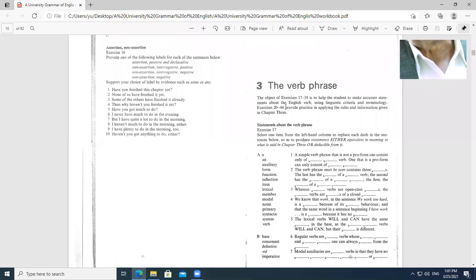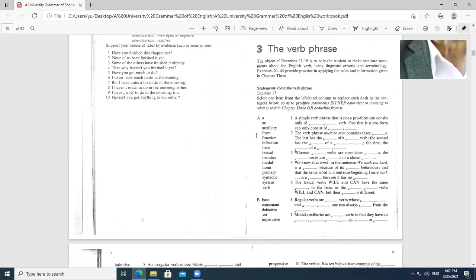Okay, today we have the workbook, chapter 3, the verb phrase. Now, statements about the verb phrase, exercise 17. Select one item from the left-hand column to replace each dash in the sentences below, so as to produce statements either equivalent in meaning to what is said in chapter 3 or deducible from it. Equivalent or deducible. Okay.